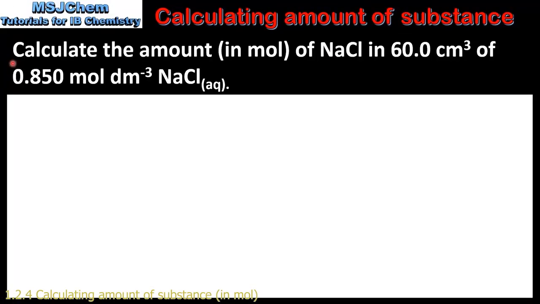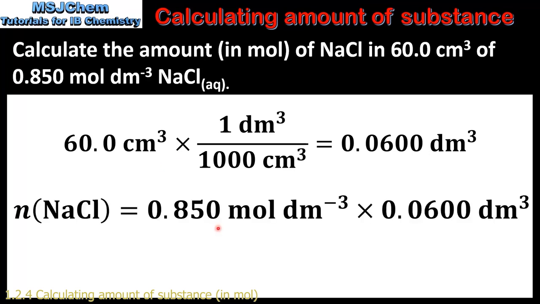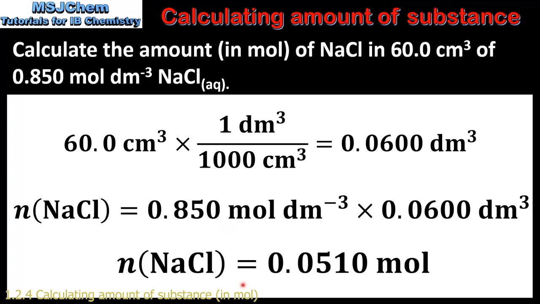In our final example, we'll calculate the amount in moles of sodium chloride in 60 centimeters cubed of a 0.850 mole per decimeter cubed aqueous solution. So the first step is to convert the volume in centimeters cubed to decimeters cubed. We then multiply the concentration in moles per decimeter cubed by the volume in decimeters cubed, which gives us an amount of sodium chloride of 0.0510 moles.